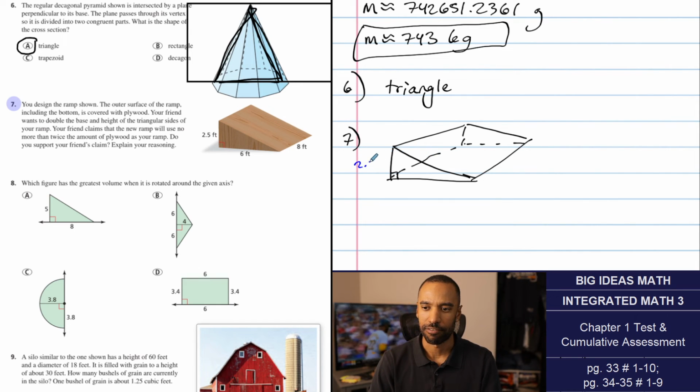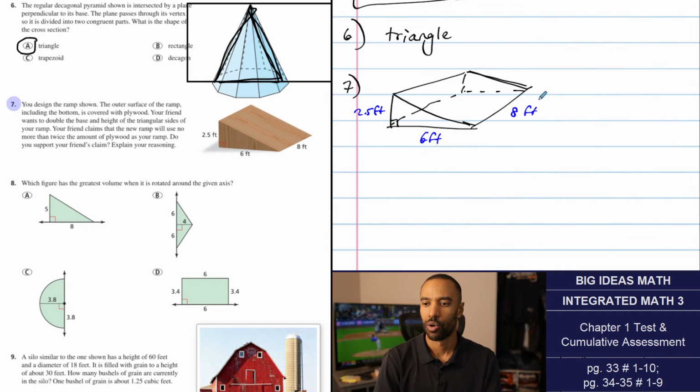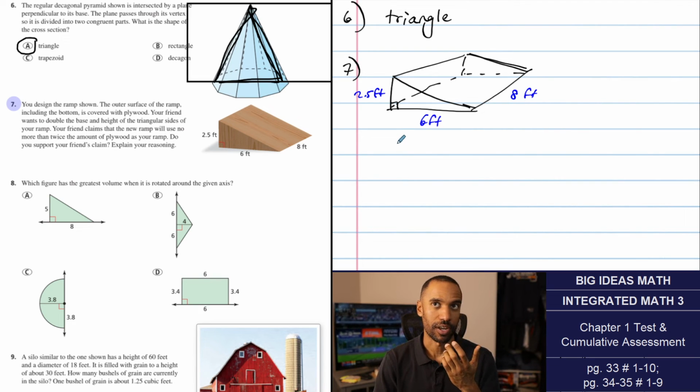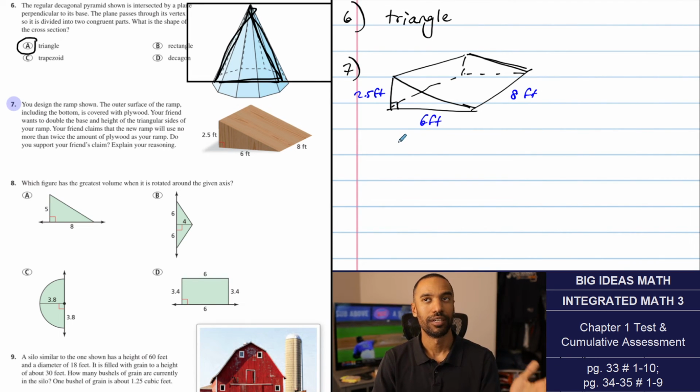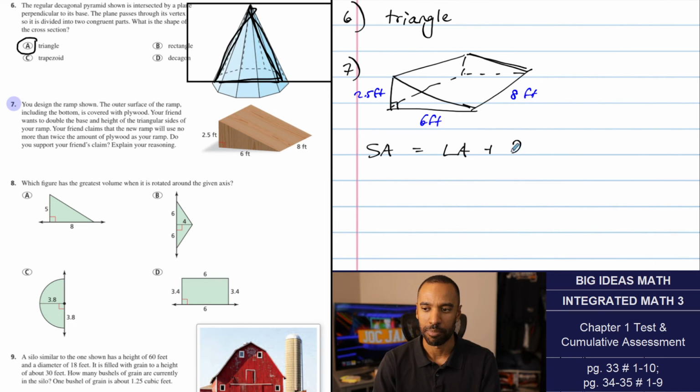This is 2.5 feet. This is 6 feet. These 2 alone make the base and height of your triangular base. This is the height of your prism, this 8 feet right here. So when it comes to surface area, wait, it's not volume. We still need area of the bases, but we have to talk about surface area of the prism. Surface area of a prism is your lateral area plus the area of both bases.